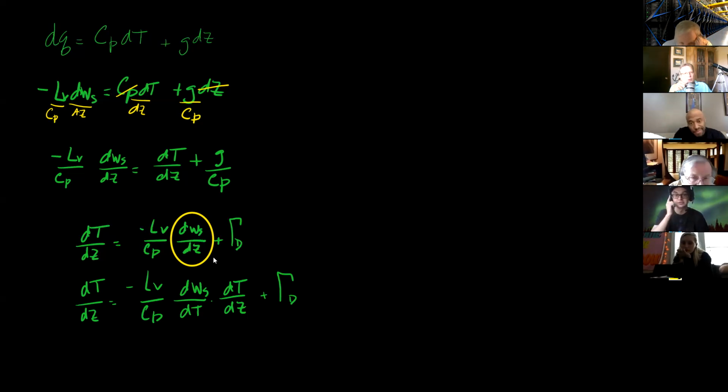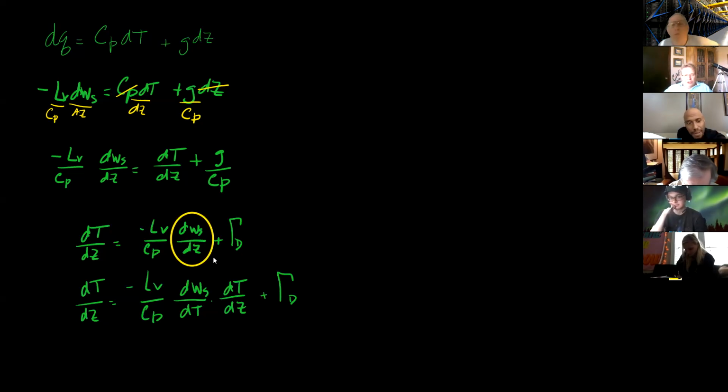That's a question. What's the question? How does the saturation change with height? So, do you know any relationship of how the saturation mixing ratio changes with respect to height? You know it changes with respect to temperature, but you don't know how it changes with respect to height, do you? No. You've got to know what the temperature is doing.